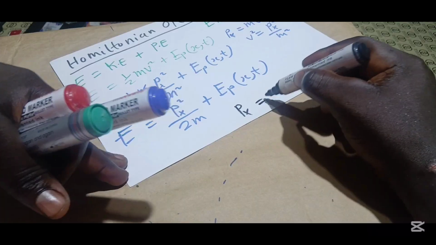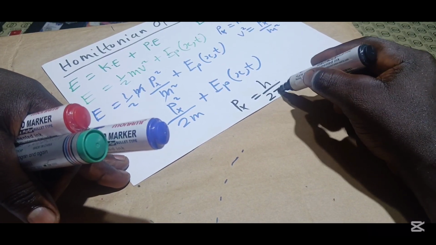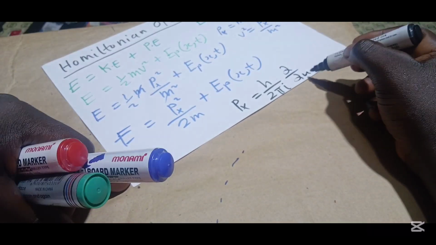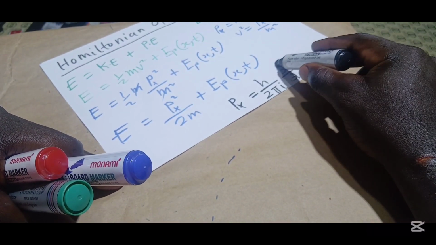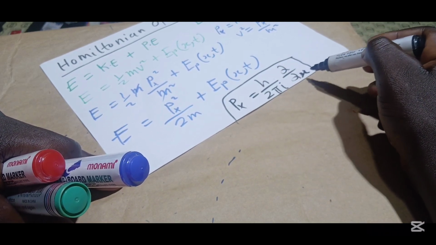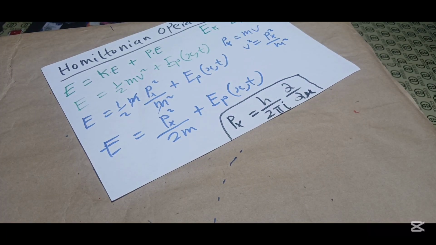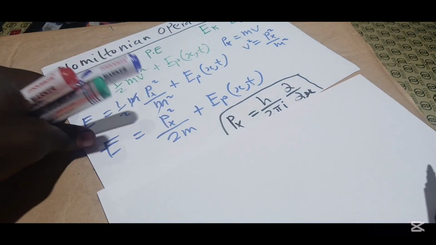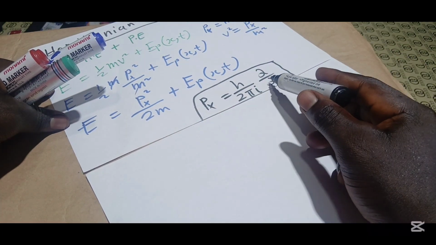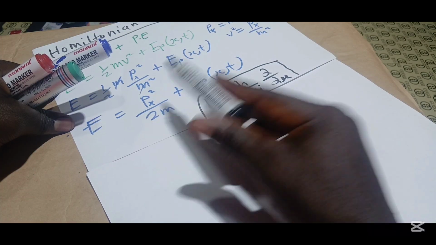So our linear momentum operator equals h over 2 pi i, d over dx. We got this when we took the derivative of the wave function with respect to x. You can check that video out to find some understanding of it. But for now, you have to know it off head. So we are going to replace the momentum term by this.